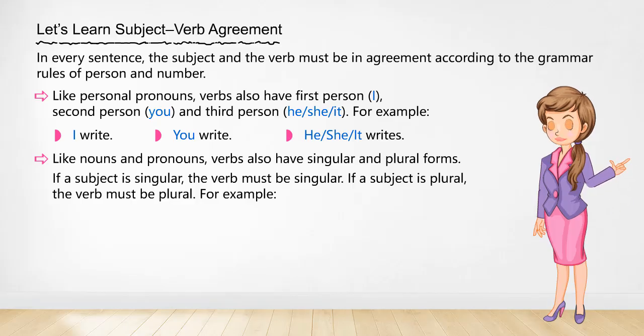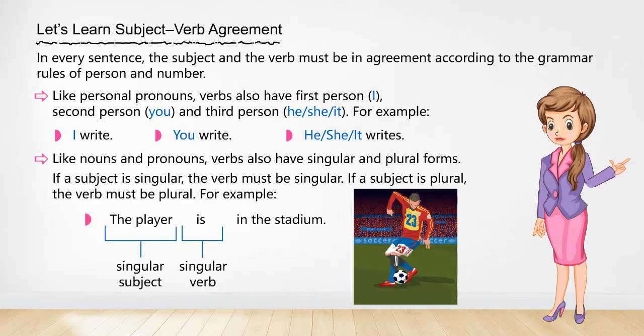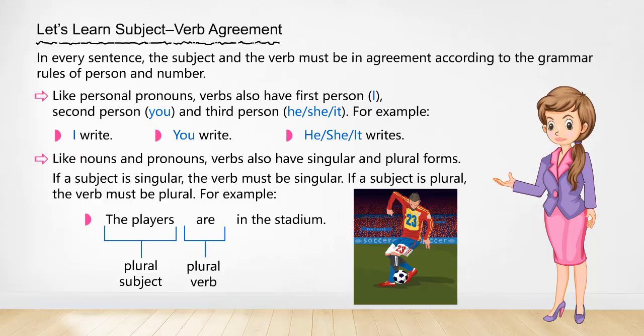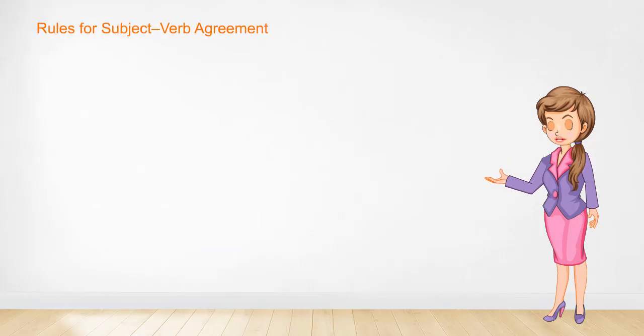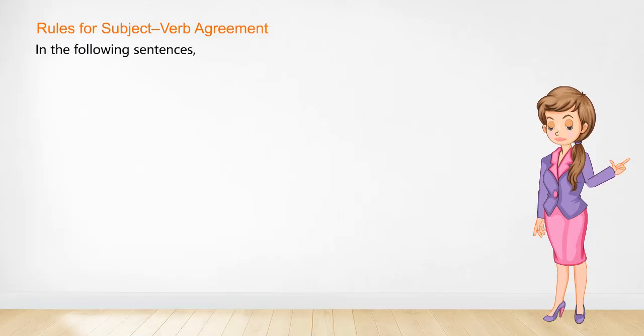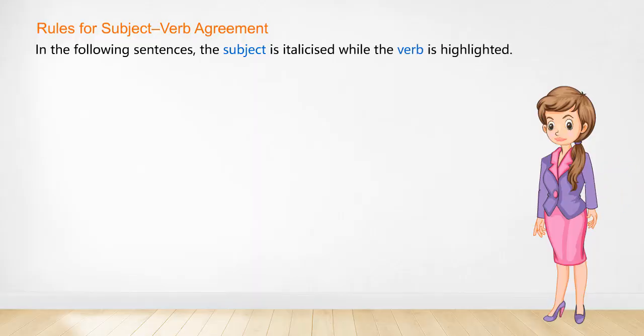For example, the player is in the stadium. Singular subject, singular verb. The players are in the stadium. Plural subject, plural verb. Rules for subject-verb agreement. In the following sentences, the subject is italicized while the verb is highlighted.